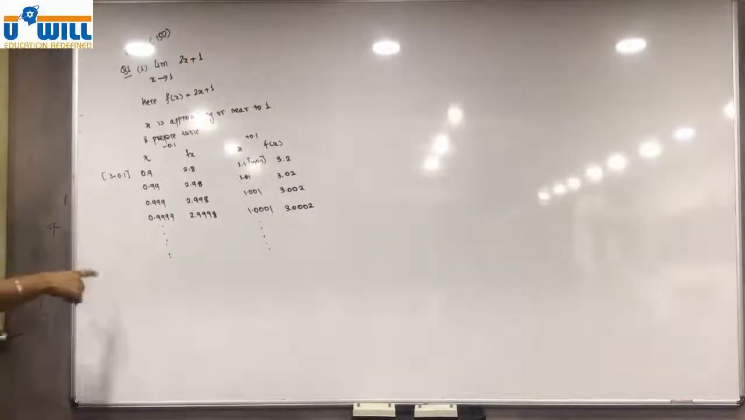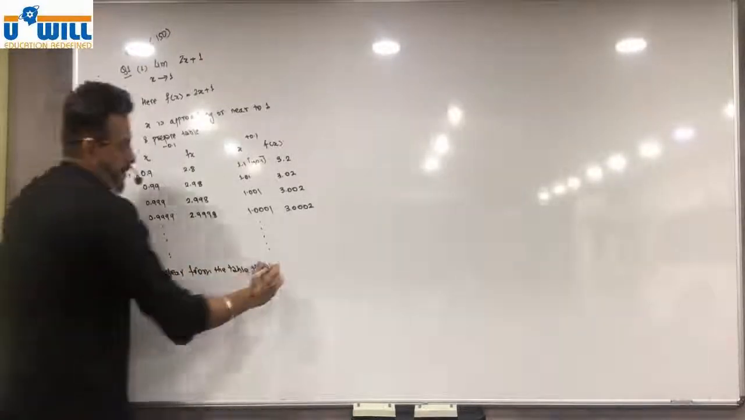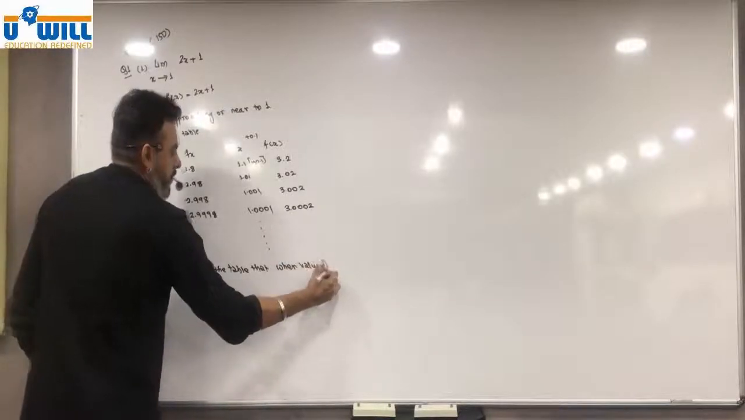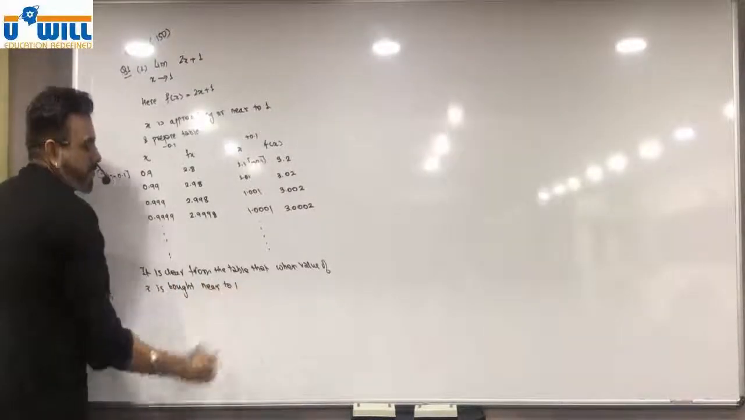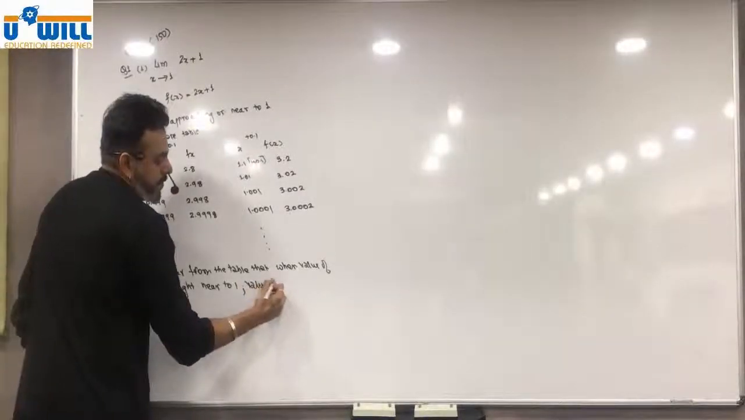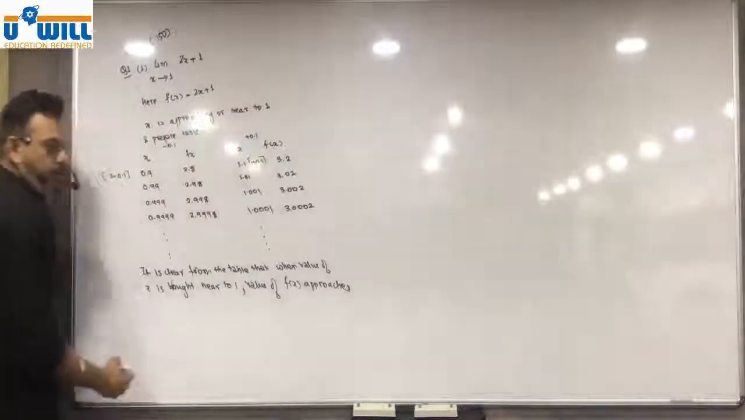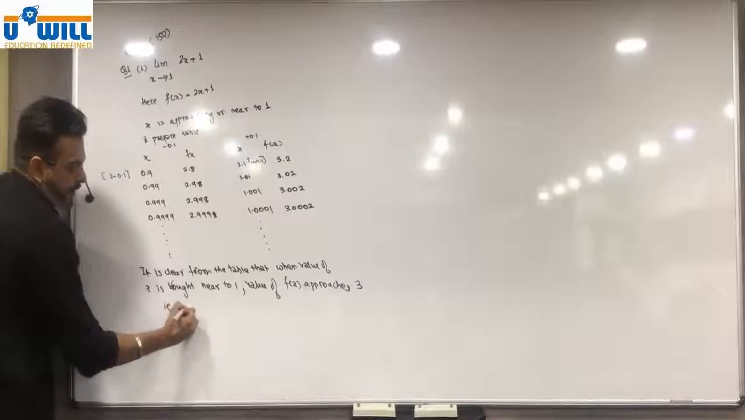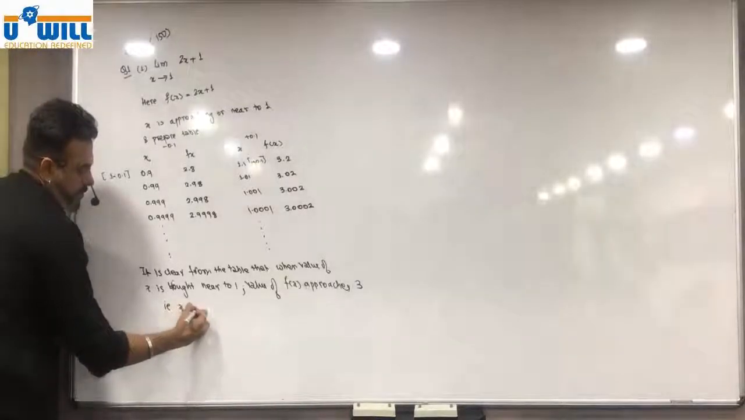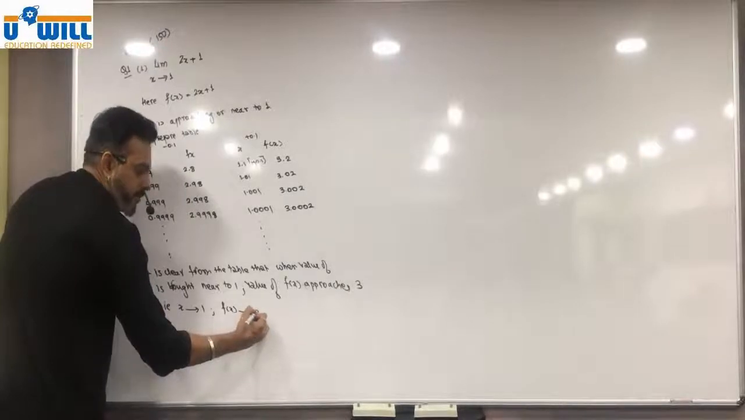You have to write a statement. देखो, it is clear from the table that when value of x is what? Near to 1, value of f of x approaches what? 3. That is, when x approaches 1, f of x approaches 3. Answer.